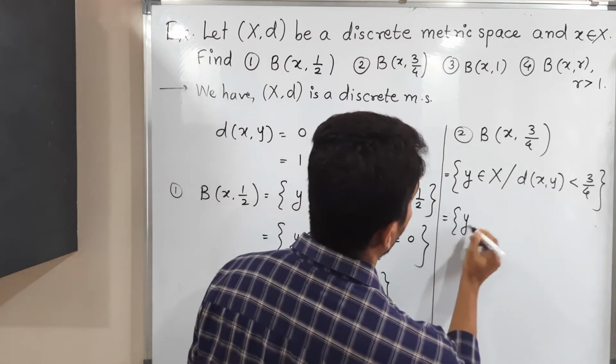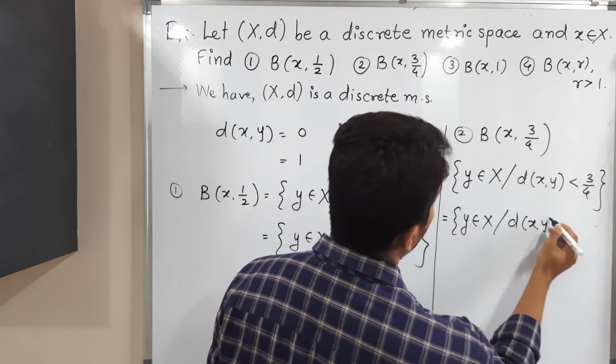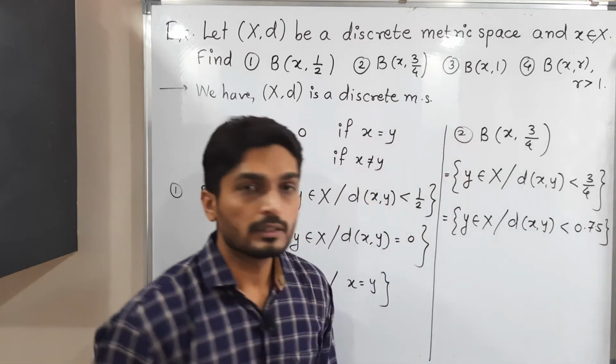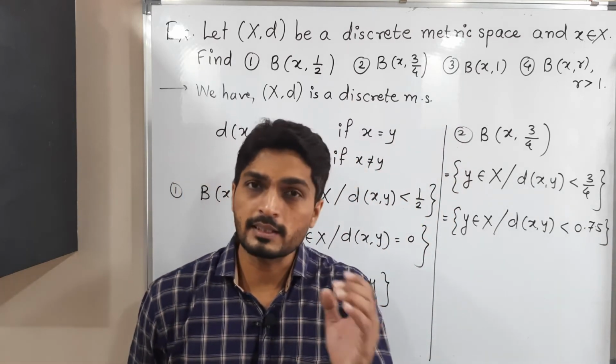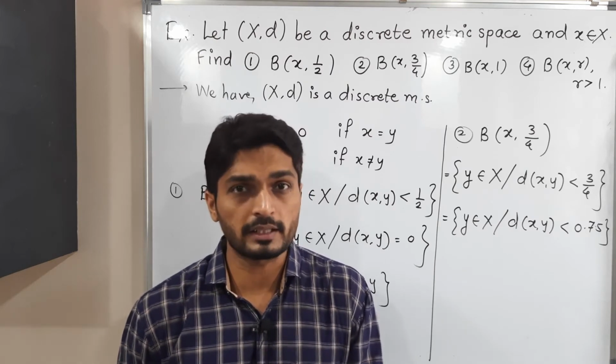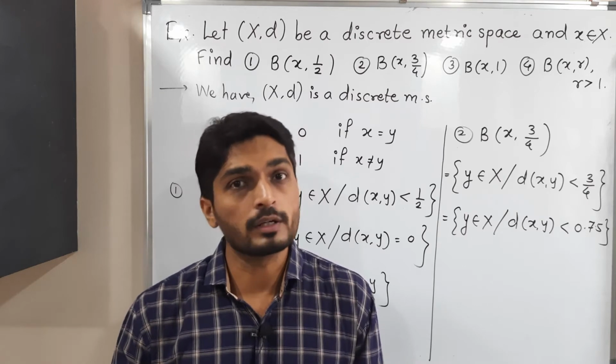If you want, I will mention here, y belongs to X such that d(x, y) is less than 0.75. Distance from x is less than 0.75, but as I told you earlier, in a discrete metric there are only two possibilities, either distance 0 or distance 1.